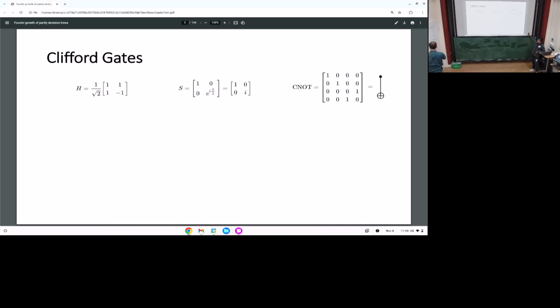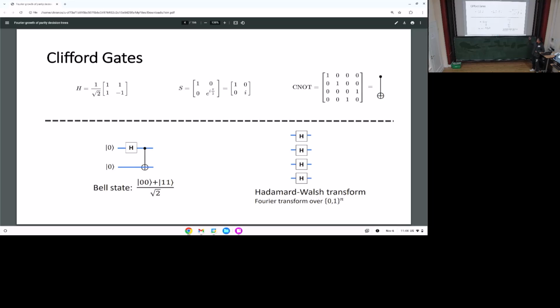Okay, so we also have the CNOT gate. This is more like a classical gate that performs a linear transformation of the basis states. And even with these three special cases, we have some non-trivial quantum phenomena here. For example, we can construct a Bell state that captures quantum entanglement, and we can do the Fourier transform over the hypercube faster than classical. Classically you need n log n time, but quantumly you just need one layer.